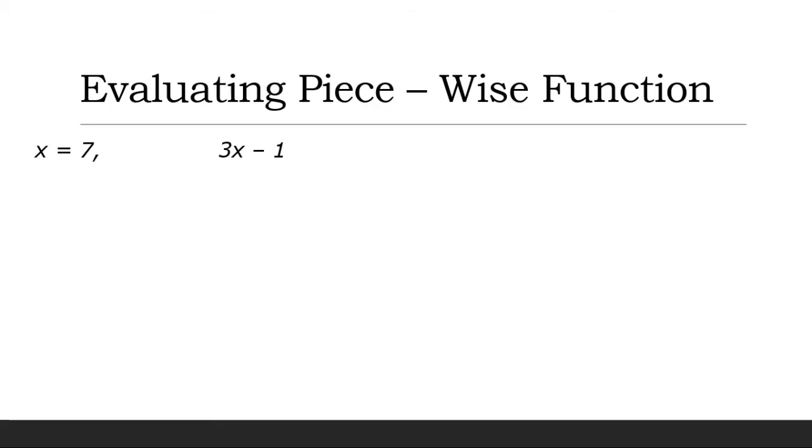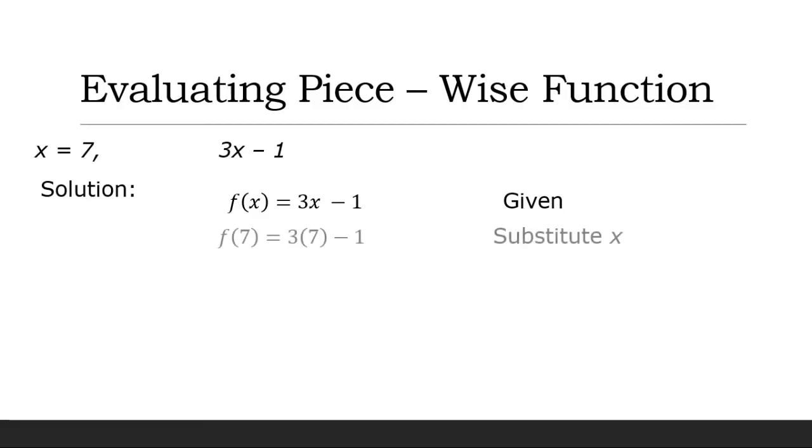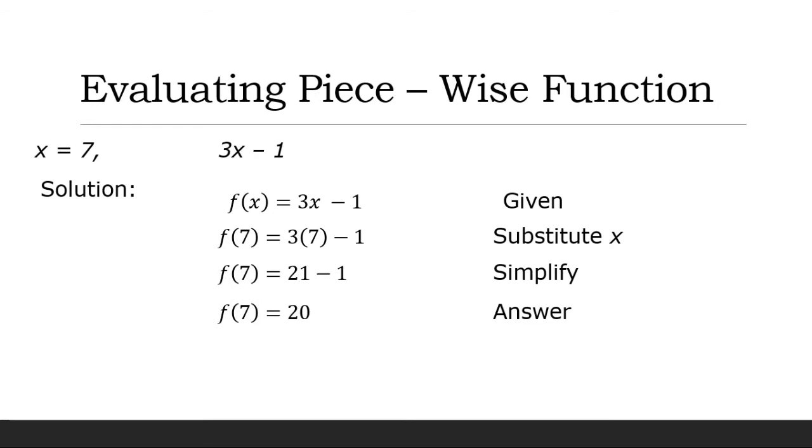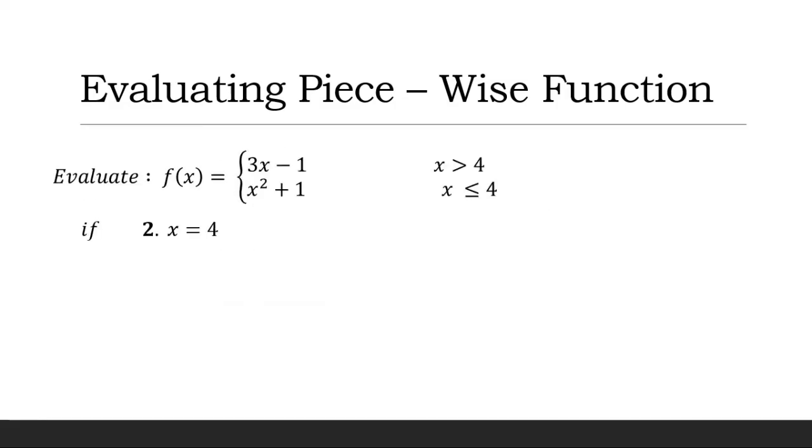Again, start with the given. Substitute x, so it will become f of 7 equals 3 times 7 minus 1. And then simplify, which results to f of 7 equals 21 minus 1. Then the answer is 20. So pause again the video and try to answer the second problem and check if we will have same answers.